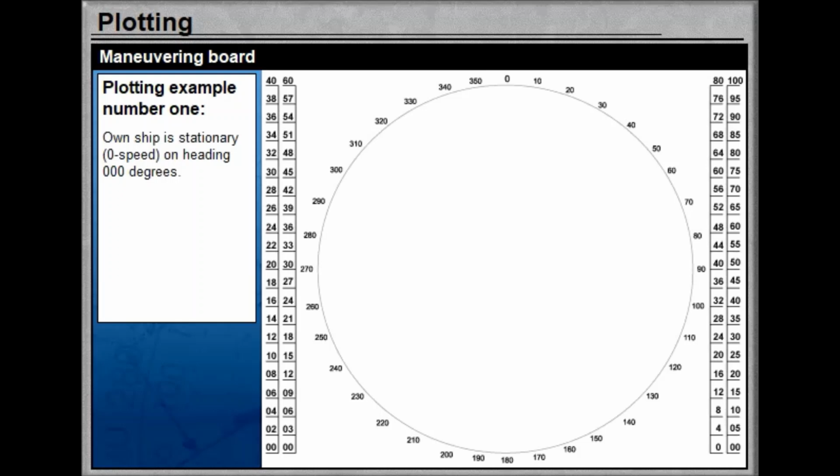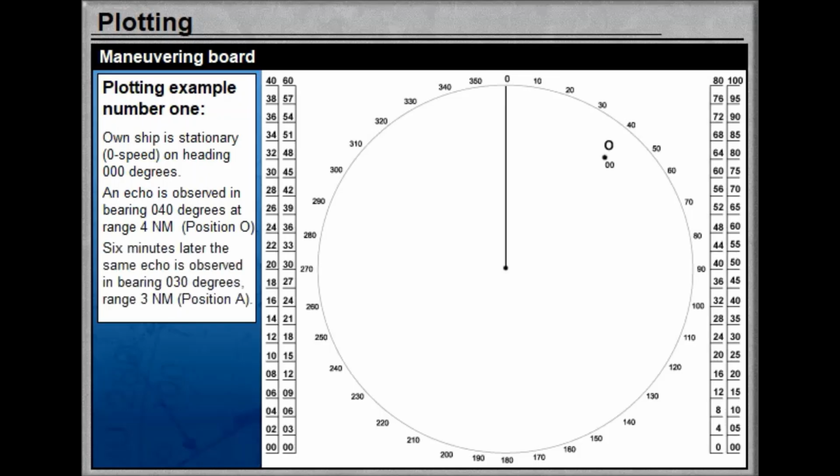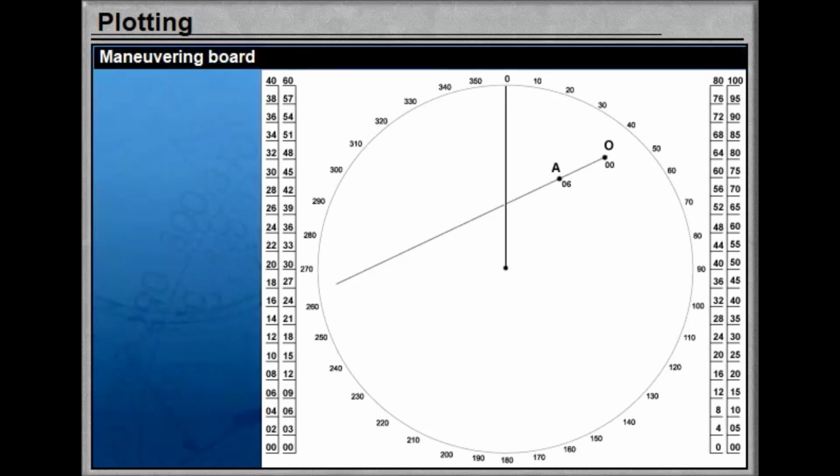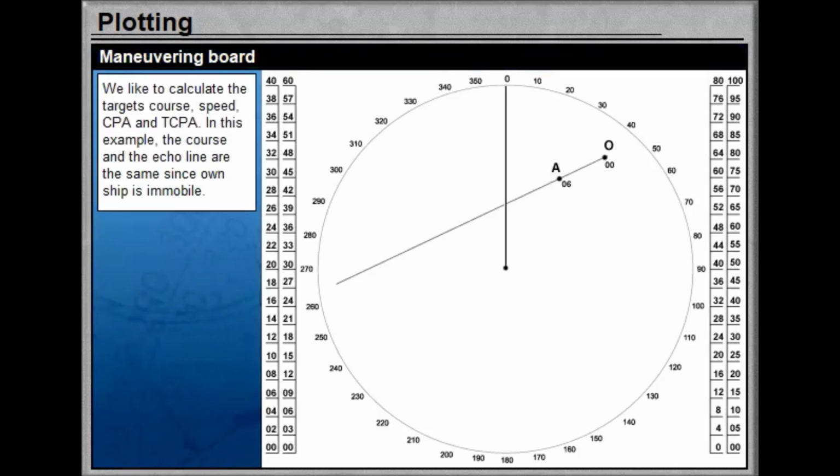On heading 000 degrees, an echo is observed in bearing 040 degrees at range 4 nautical miles. 6 minutes later, the same echo is observed in bearing 030 degrees, range 3 nautical miles. We would like to calculate the target's course, speed, CPA and TCPA.